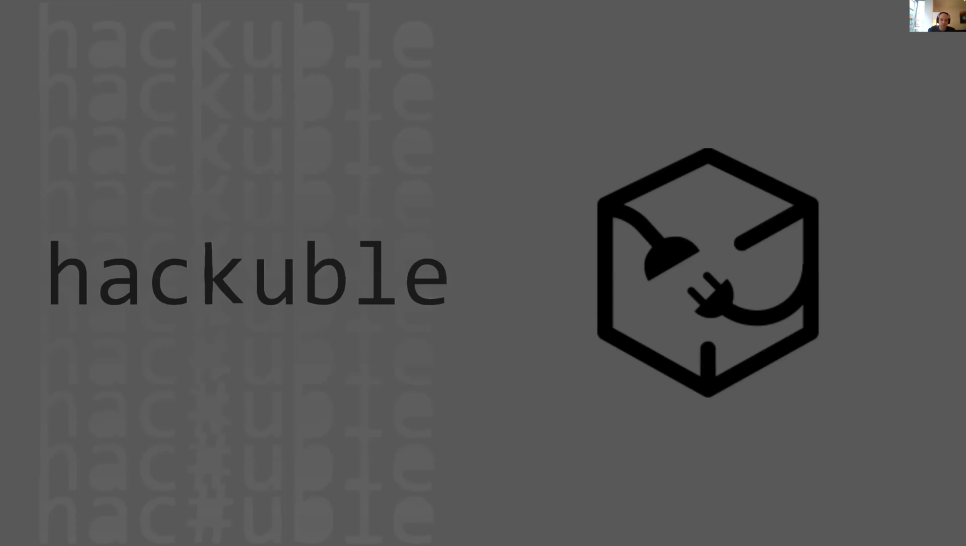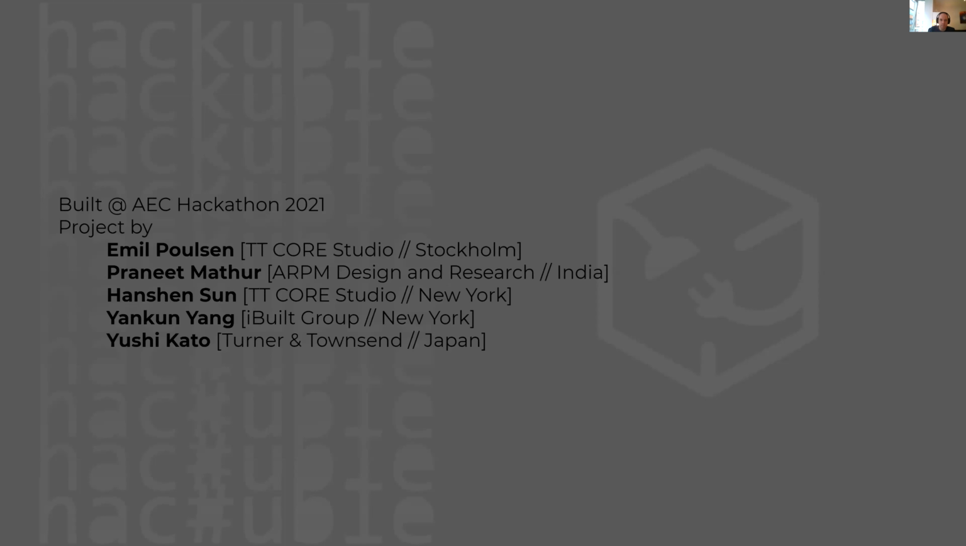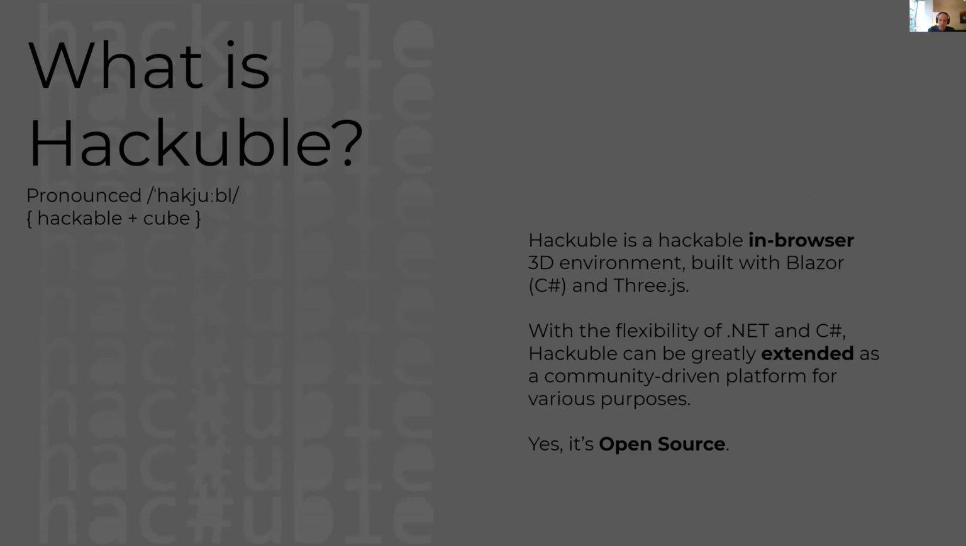So we'll start with Hackuble. First of all, the team: we got Emil, Praneet, Hanshen, Yankun, and Yushi. And they were trying to marry the back of house code, like C# that we all know from Rhino, from application development and desktop software, into the world of 3JS and web browser worlds.